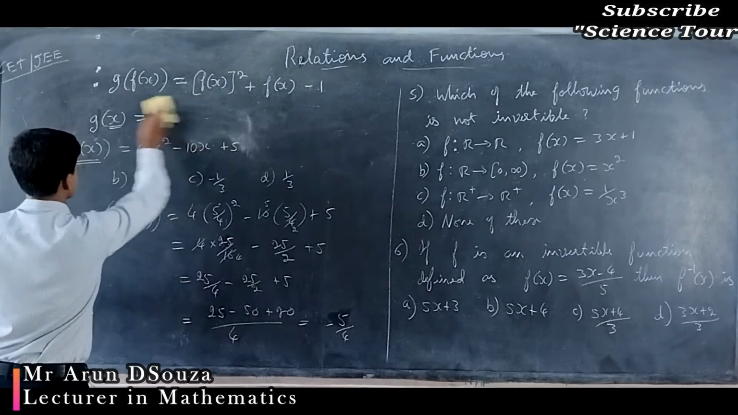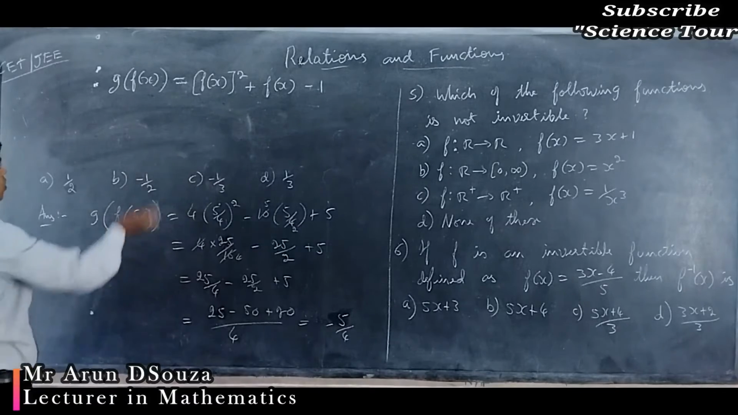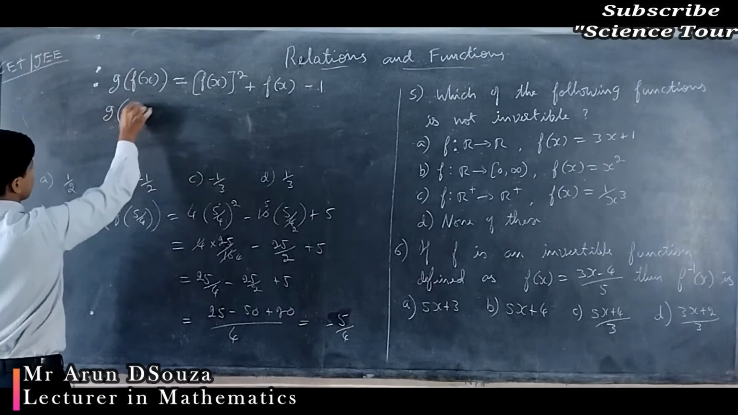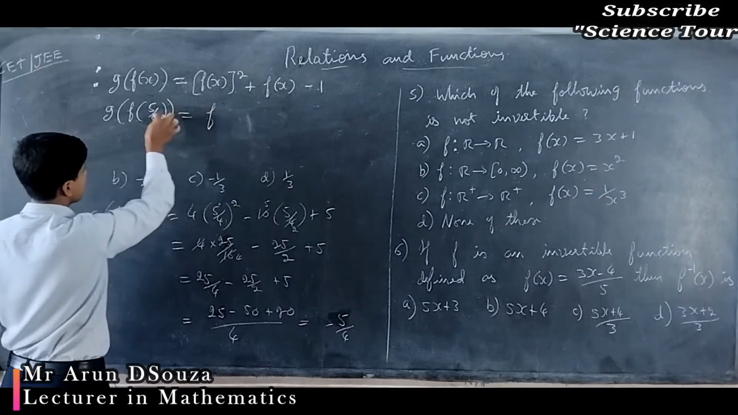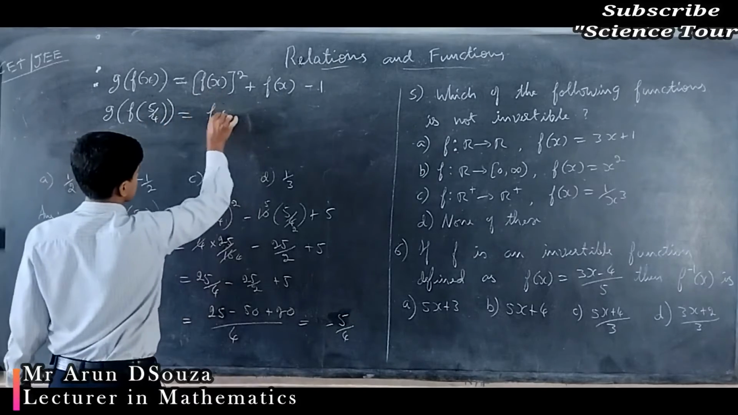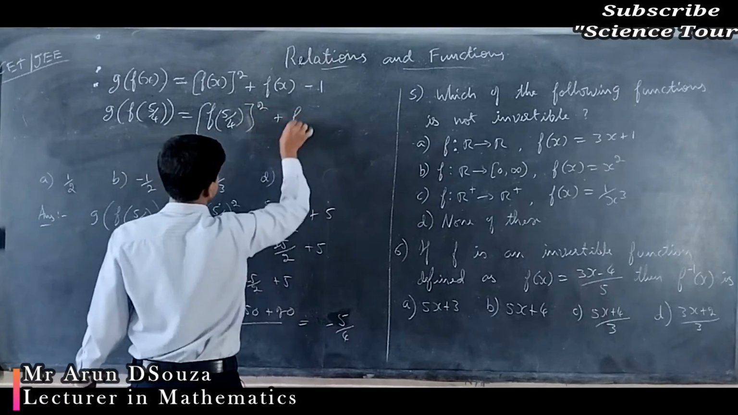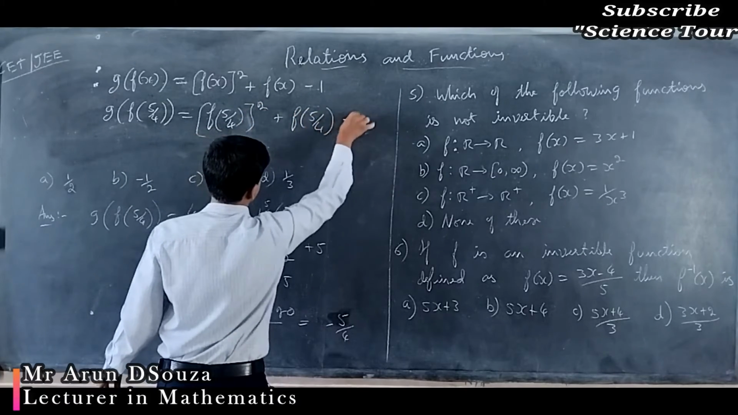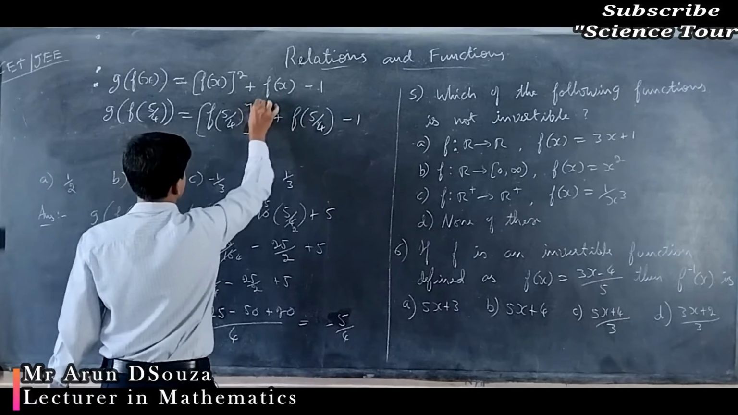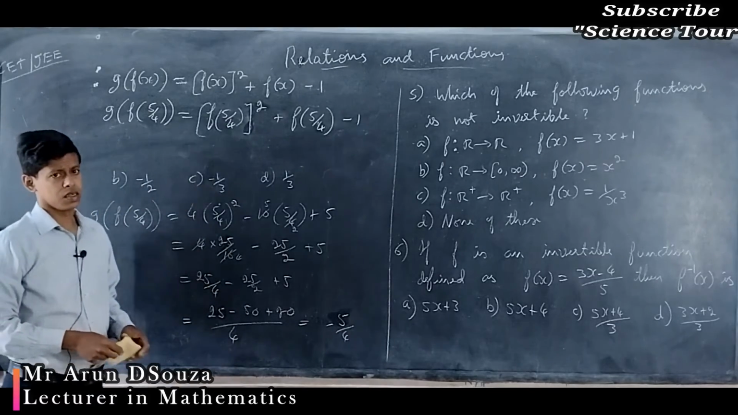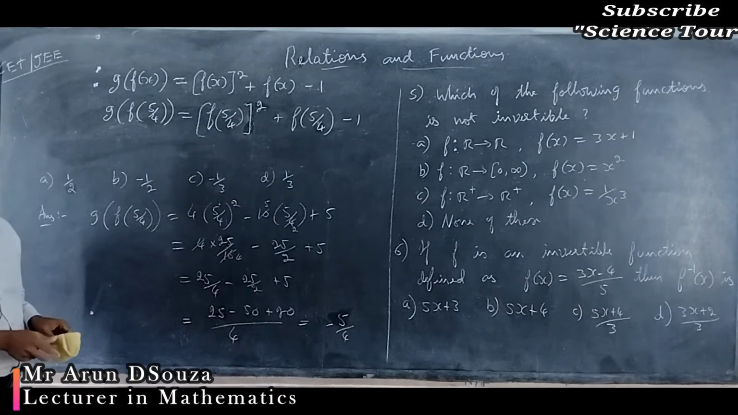Okay, so next, we know this value. So we'll write g of f of 5 by 4: in place of x there is 5 by 4, so here also 5 by 4, and this is whole square plus f of 5 by 4 minus 1. Well, now what is the question? The question is to find f of 5 by 4. So f of 5 by 4 is what you have to find.